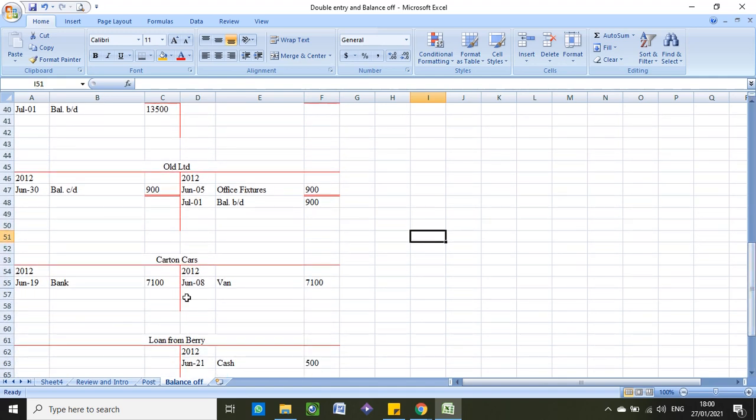Now here, for carton cars, if you notice, we have two entries, one on the debit side and one on the credit side, and the two numbers are the same. So these two are equal to each other. So there will be no balance. There is no balance carried down, no balance brought down, because these two are equal. So when they are equal to each other, if the two numbers are on the same line or row or level, you just go ahead and double line them.